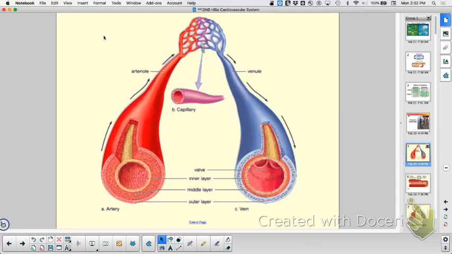Ready? Here we go. Put your A over your heart. Arteries go away from the heart. Veins go towards. Arteries, arterioles, capillaries in the middle, venules, veins. Heart, body, heart, lungs. Heart, systemic, heart, pulmonaries. Atria collect, and ventricles pump.